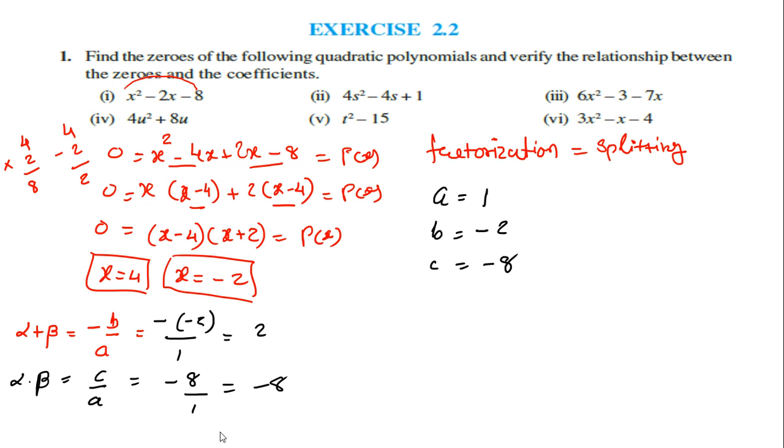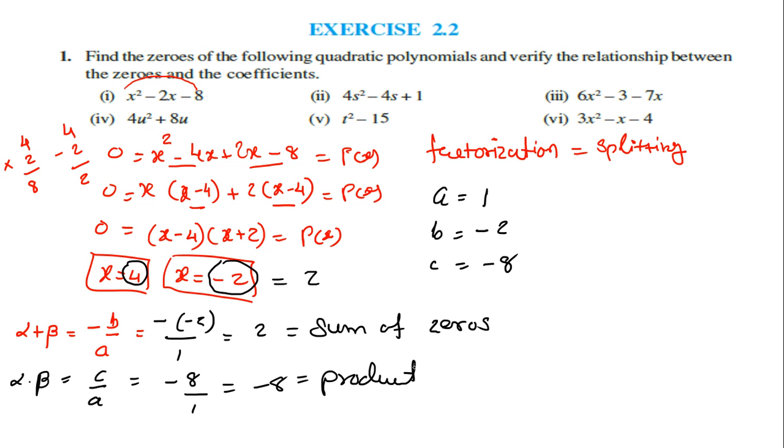But for your verification part, if you add both of the zeros, we call it sum of zeros. So sum of zeros is 2. Here see, 4 plus minus 2, so finally you will get 2. And product of zeros: 4 into minus 2, so minus 8 you will get. Okay, like this.